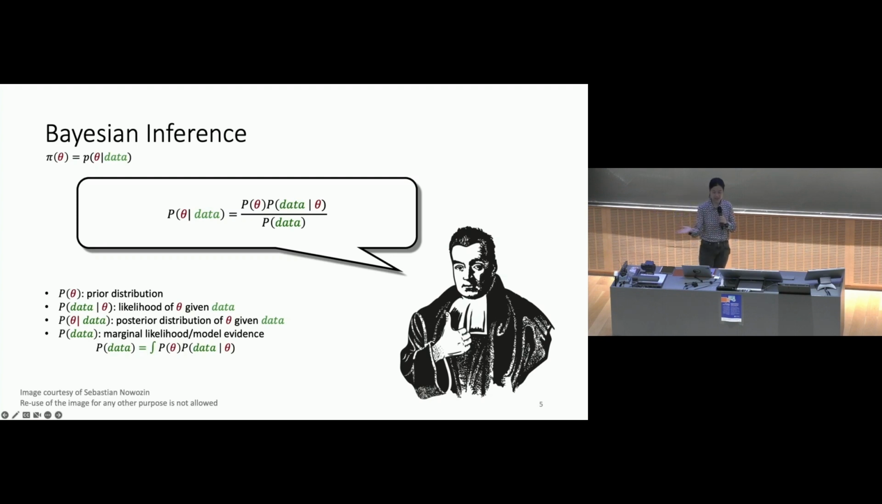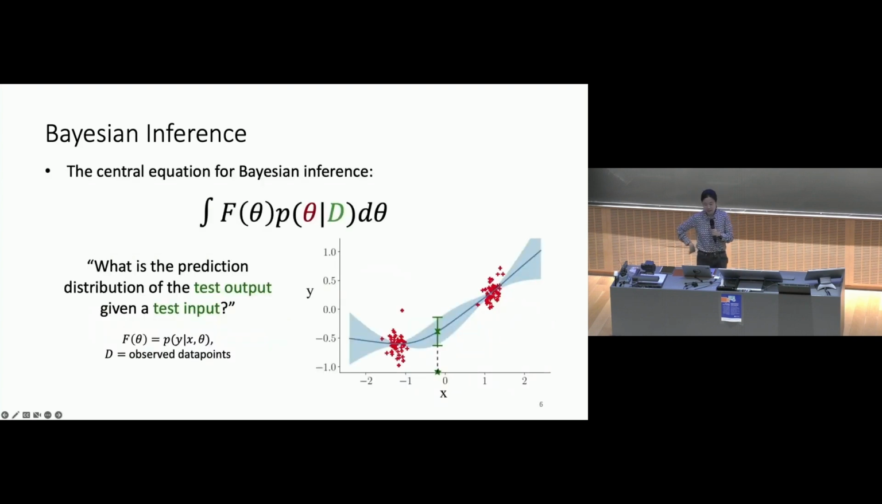But in practice, as I motivated before, we are not really trying to look at the uncertainty in parameters. We actually want, for example, the neural network to output some predictions and then give me the corresponding uncertainty estimate for that particular prediction. So this basically means the actual question we want to answer in Bayesian inference is this integral.